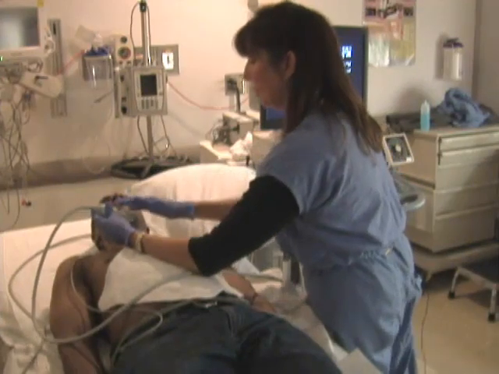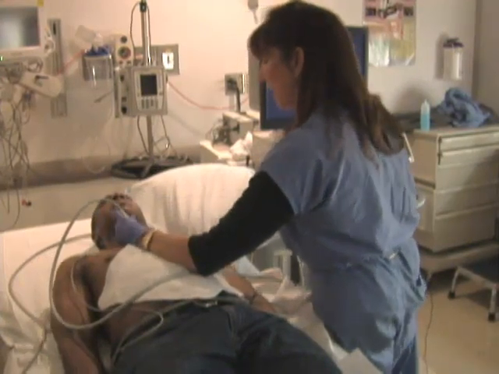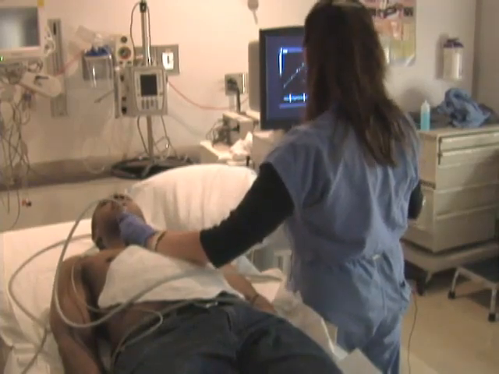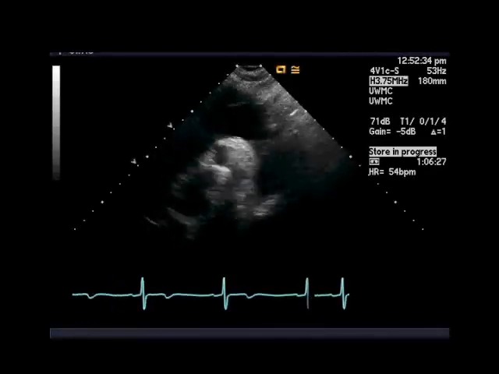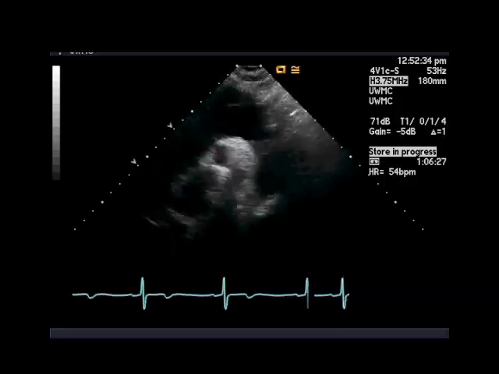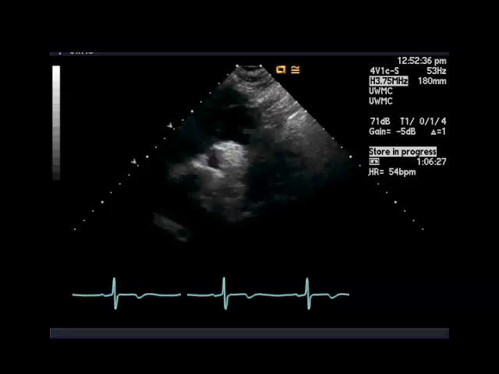For the suprasternal notch window, the pillow is removed and the patient's head turned towards the side. With the transducer placed in the suprasternal notch, a long-axis view of the aortic arch is obtained. The right pulmonary artery is seen in cross-section under the arch. Color Doppler imaging shows normal flow in the aorta.